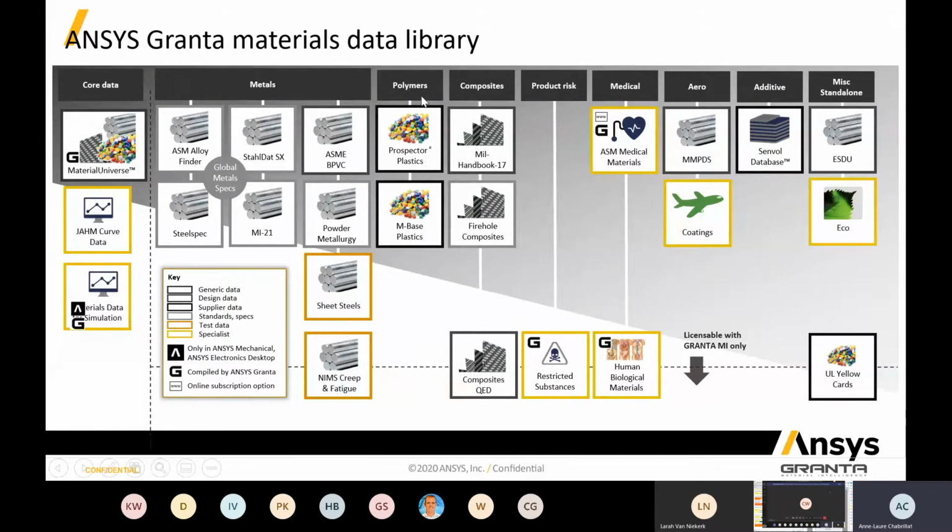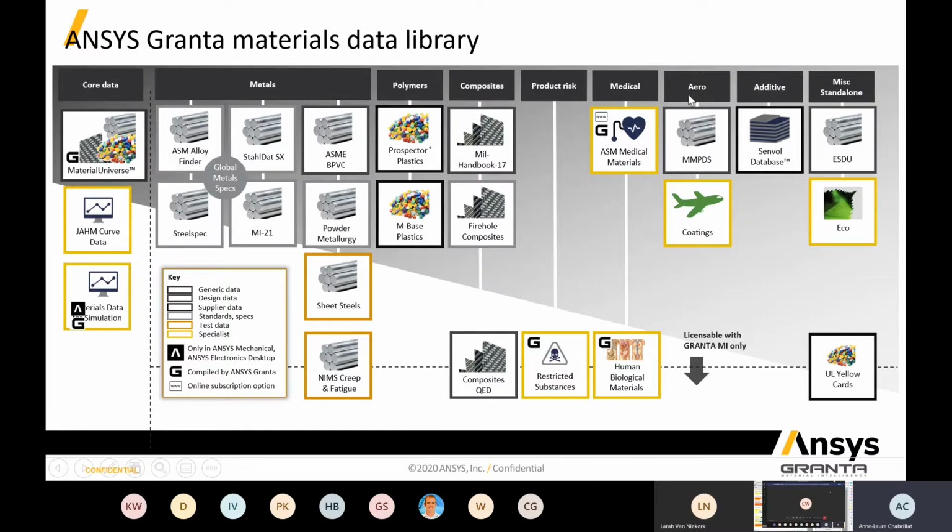On the polymer side, we also have about 100,000 different data sheets in this bundle, which are from Prospector Plastics. It's only suppliers' data sheets. So it's a very useful way for you to qualify who could then provide the material that you have selected.